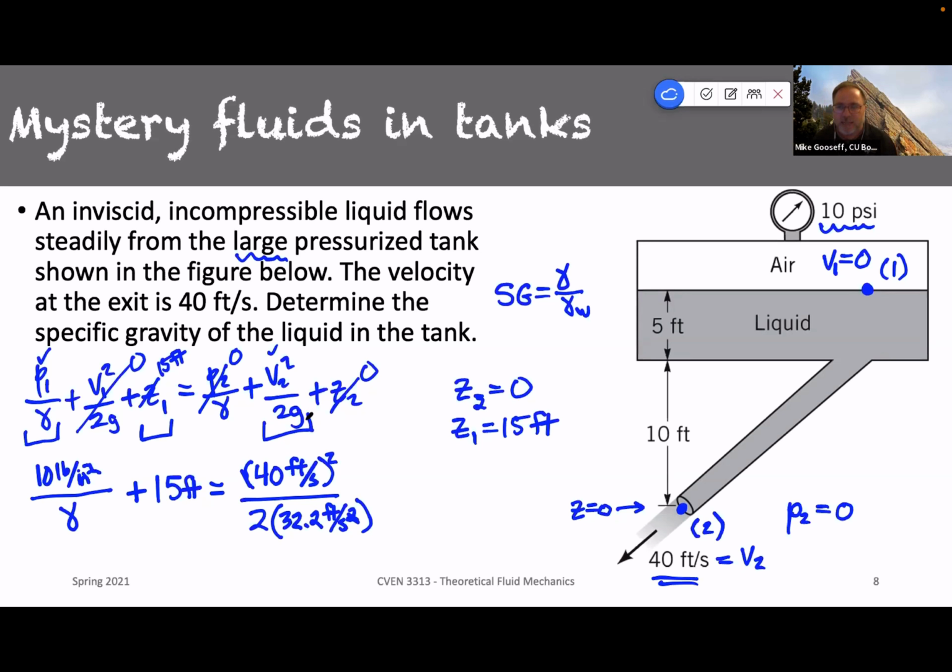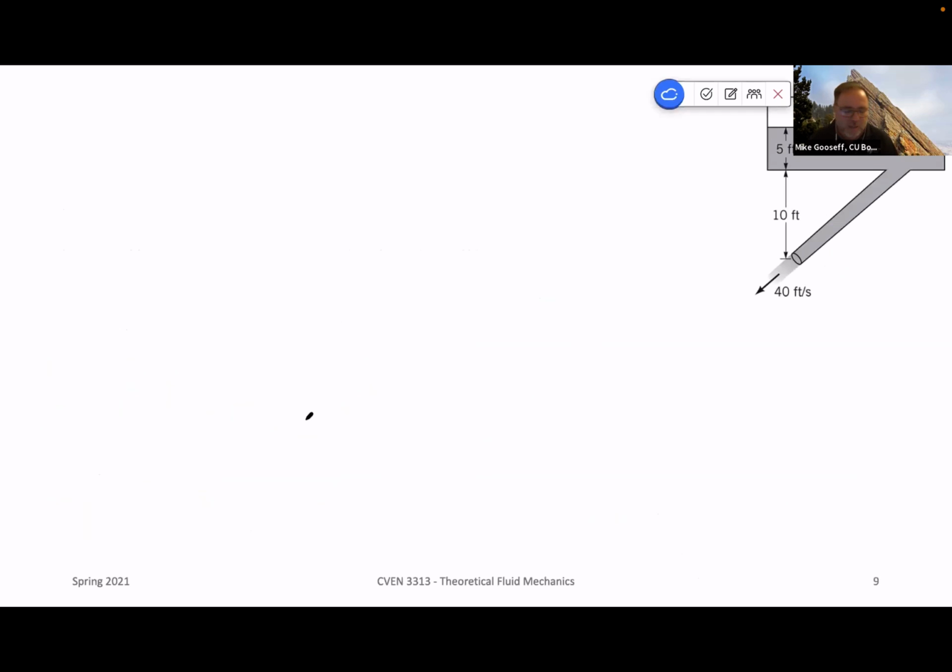All right, so on the next slide, I'm going to go ahead and work the algebra to figure out gamma here. We don't know that it's water. It may not be. In fact, I'll just give away that it is not water, but let's figure out what our gamma is so that we can figure out our specific gravity, which was the question here.